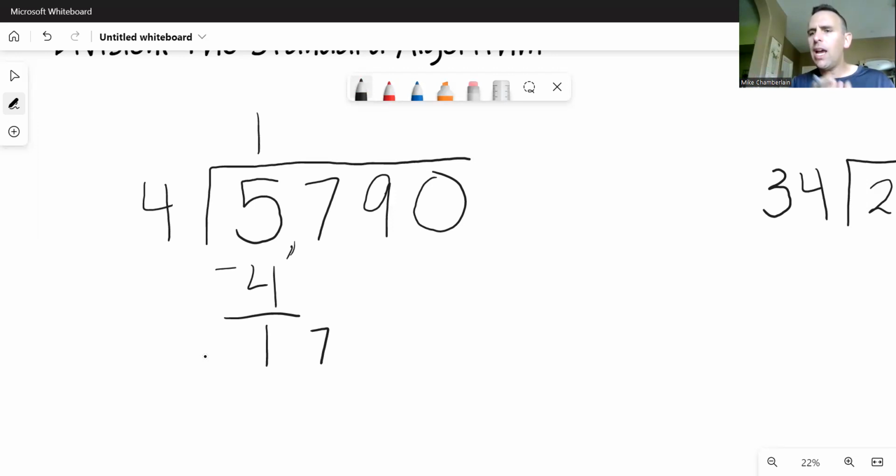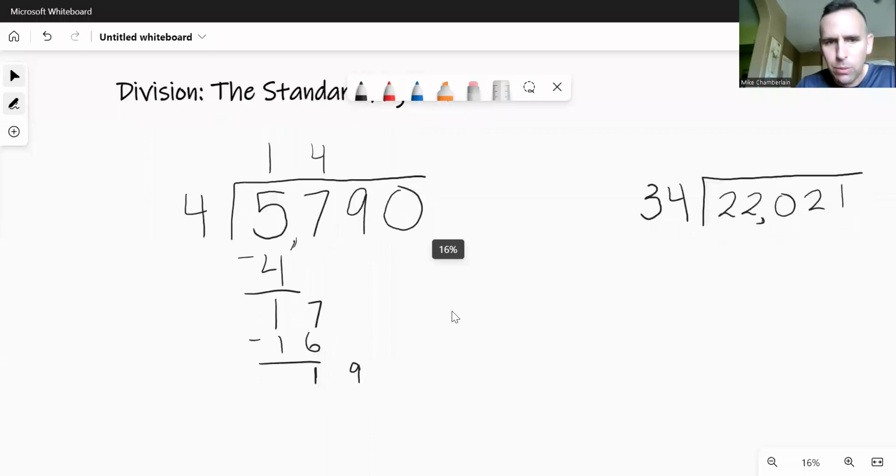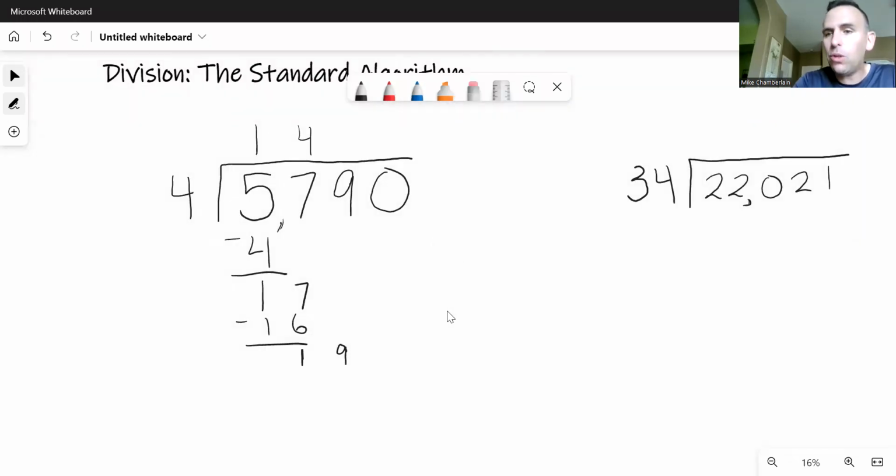And so we ask ourselves, how many groups of 4 are in 17? And the answer is 4, because 4 times 4 is 16. Subtract again, there's 1 left over. Bring down that next digit, and we're reading it as 19. Running out of space, need to zoom out a little bit. So how many times does 4 go into 19, or how many groups of 4 in 19? Also 4, because 4 times 4 is 16. I have 3 left over.